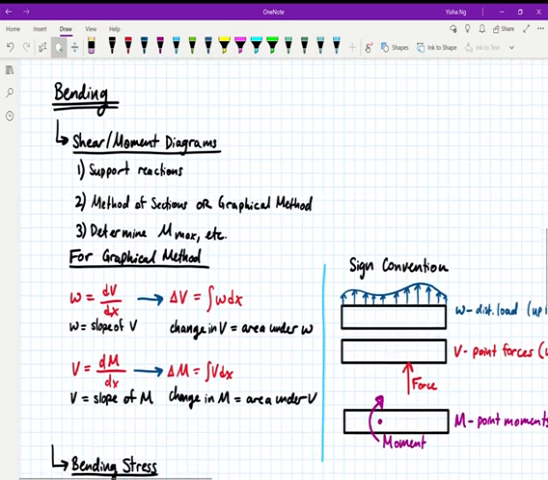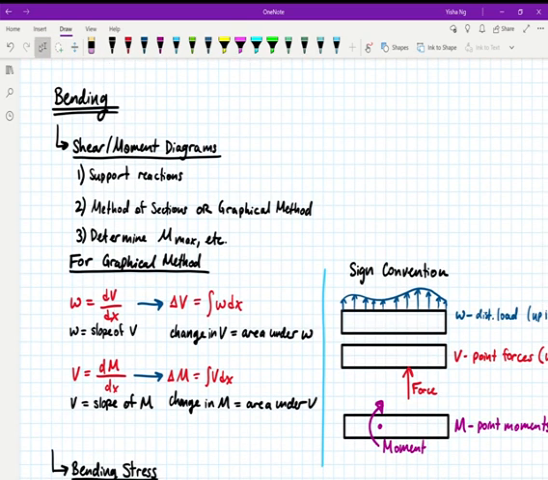All right, going on to bending. So the big thing with bending that we've been spending a lot of time on is shear moment diagrams. Always remember the first thing that you do with a shear moment diagram is find the support reactions. Basically all you need to know is that a pin can't hold a moment, but it can hold forces. And if you have a fixed support, it will hold a moment if it has one. So keep that in mind.